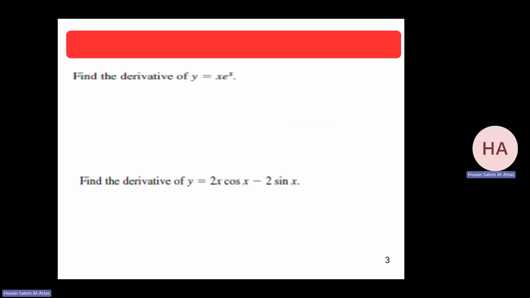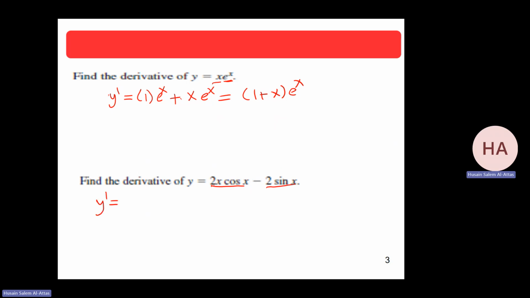We simplify the result. I want to find the derivative of this one, x e to the power x. So I have this is f, this is g. So it will be y prime. Derivative of the first, which is 1 times the second, plus the first. Derivative of e to the power x is the same, e to the power x. So that will be 1 plus x, e to the power x. That's it.